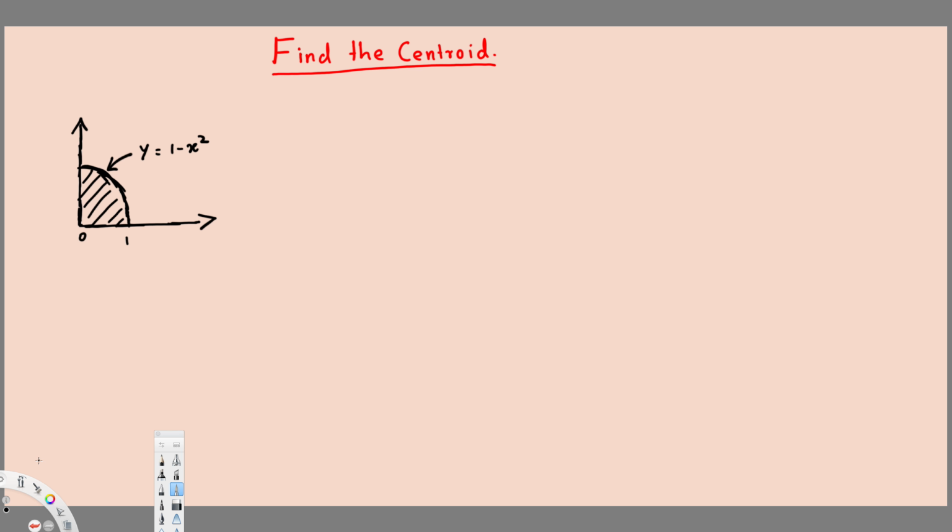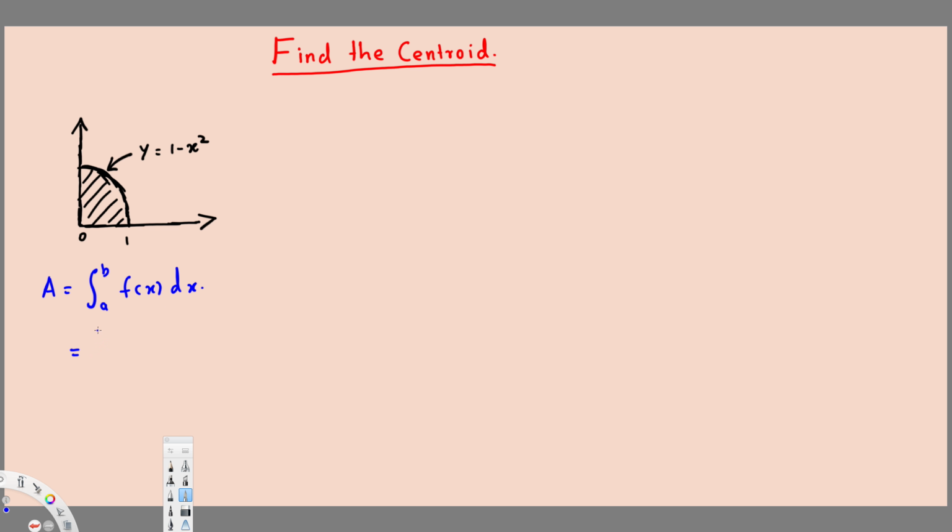Let's see how we can find the centroid of this provided shape right here. They have given the equation for this one, and we also know the limits of integration. The first thing we have to do is find the area. To find the area, we use this equation: A is equal to the integral from a to b of f of x dx.